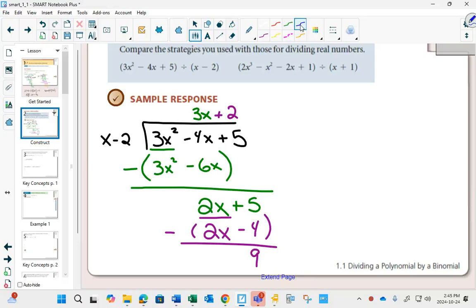I'm just going to finish here. Now, that doesn't have an x in it anymore. So that is remainder 9, which will disappear in a second. So I'll write it in time.